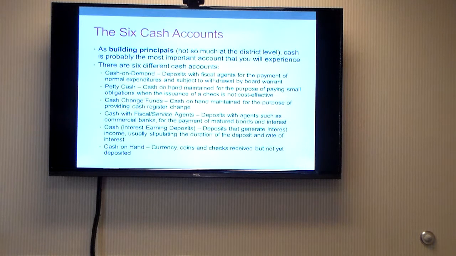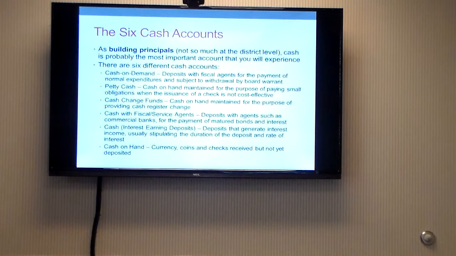So the first one is this notion of cash on demand. So these are deposits that are made for any normal expenditures. The district needs to acquire furniture, they need to acquire new textbooks, something like that. That will normally come from cash on demand. Petty cash I'm going to talk about in depth on the next slide, but that's your small obligations where you don't need a check.